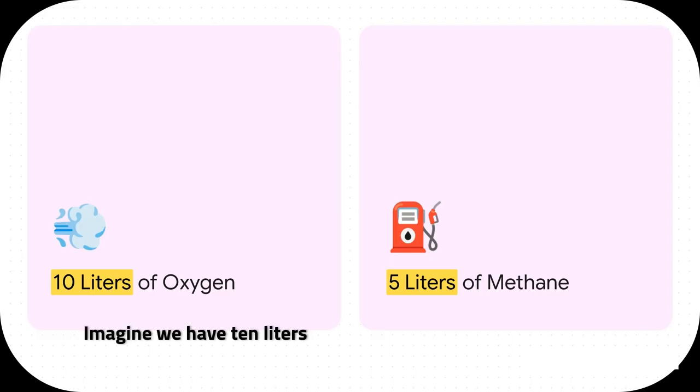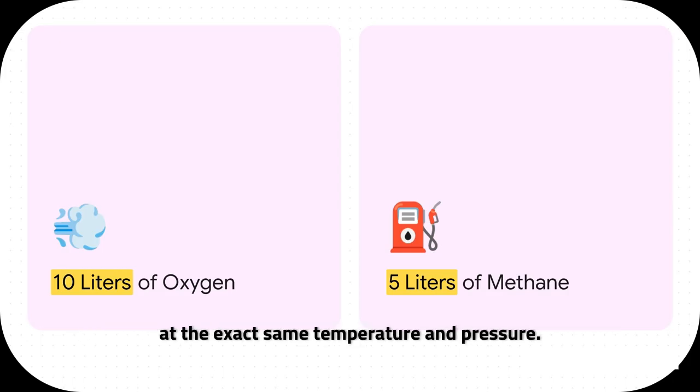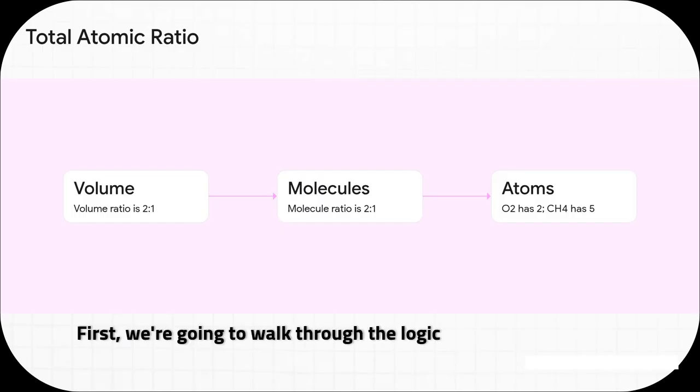Imagine we have 10 liters of oxygen and 5 liters of methane at the exact same temperature and pressure. That gives us a volume ratio of 2 to 1. We want to find the ratio of the total number of individual atoms in these containers. But hey, don't rush to a formula. Let's just use our intuition first. We're going to walk through the logic here without rushing.